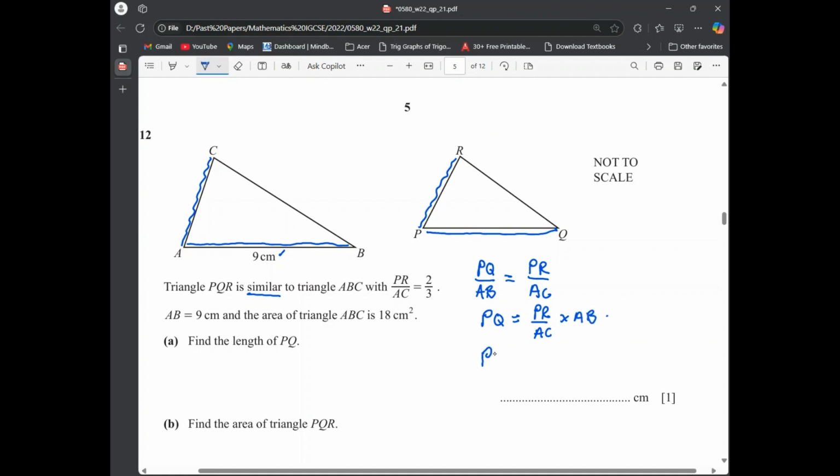Now, I can substitute to find my PQ. PR over AC, we are given. There it is. PR over AC is 2 over 3 multiplied by AB, we are given, there it is, it's 9. So we have 2 over 3 multiplied by 9. 3 into 3 goes once, into 9 goes 3 times. 2 times 3 is 6 centimeters. Therefore, the final answer: PQ equals 6 centimeters.